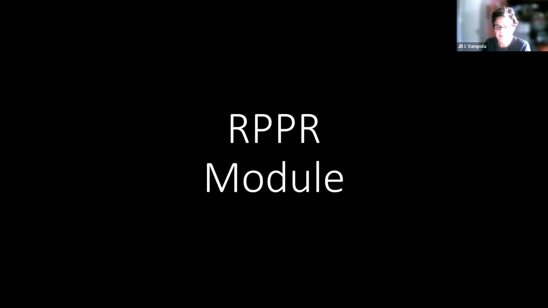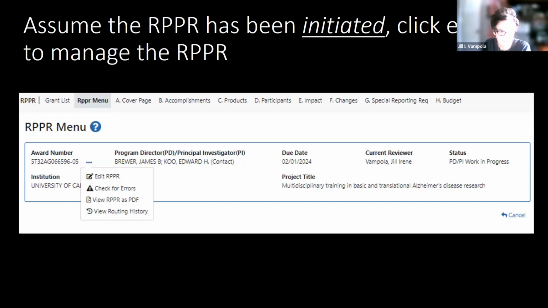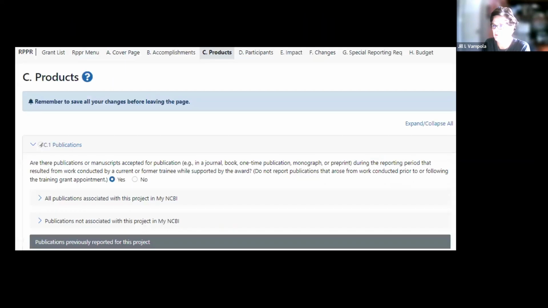Okay, so let's recap. We went into MyNCBI, we went to My Bibliography, and we added in a trainee publication, and then we also attached the grant award number to it. Now I have to go back to the RPPR module to see it appear. So here we are, but we're assuming that the RPPR has been initiated, and we're just going in there to hit edit. And then we're going to go to products. So now you can see here on the right, it says expand collapse. And you'll see here section C1, and there's 3 accordions basically here.